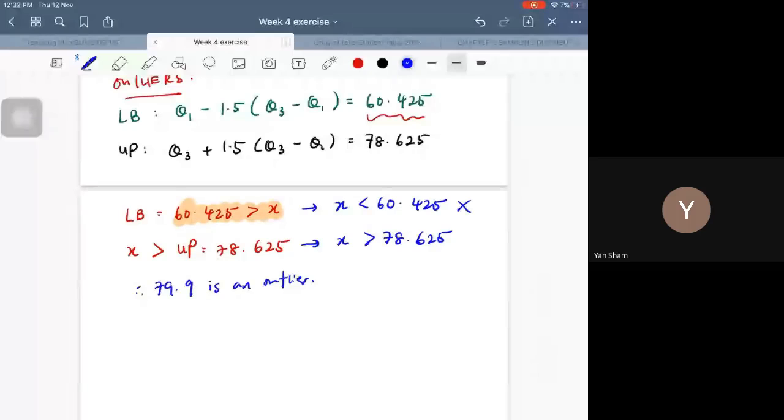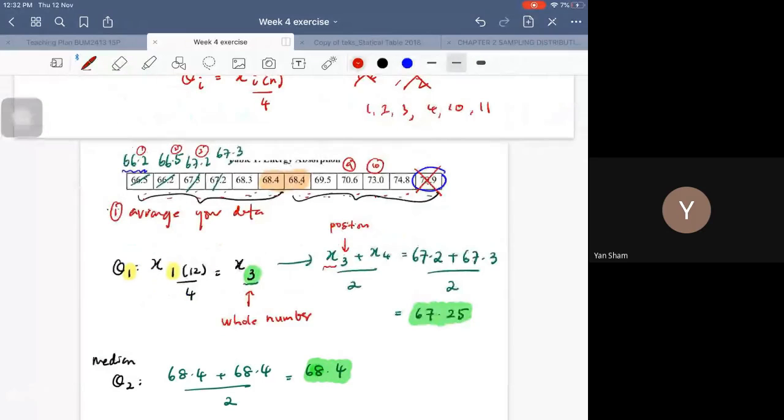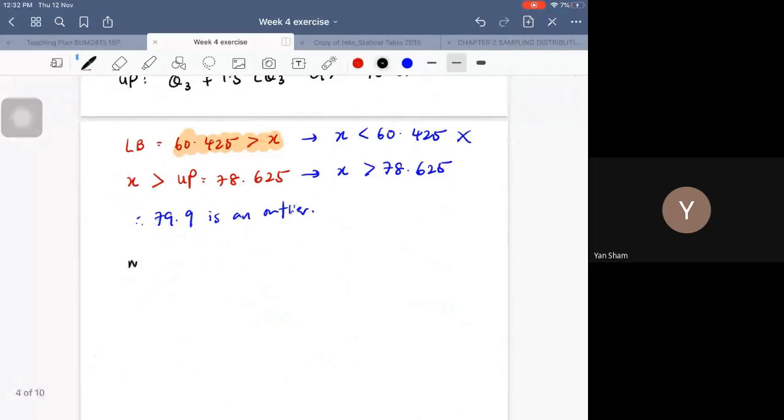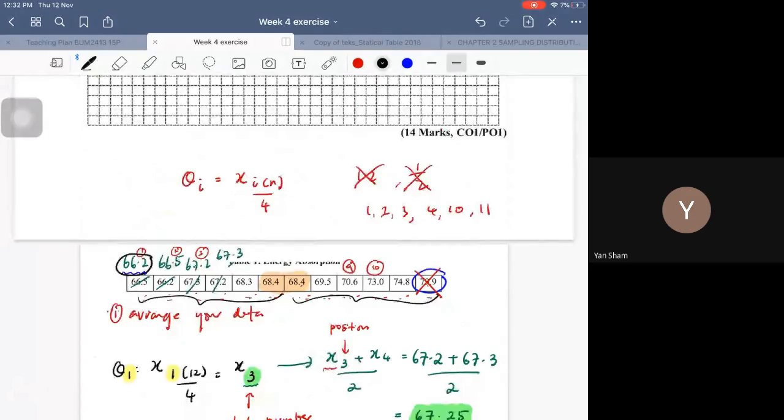So we are going to remove this. After we have decided on the outlier, only then can we decide on the minimum and maximum point. So what is going to be the minimum point? The minimum point is going to be the lowest value in our data set. For this case, it's going to be this one, 66.2. And what is going to be the maximum value?